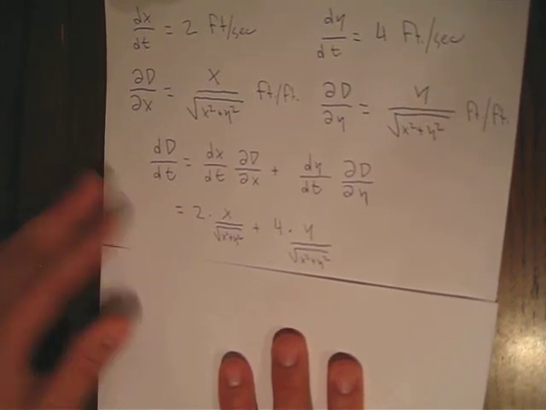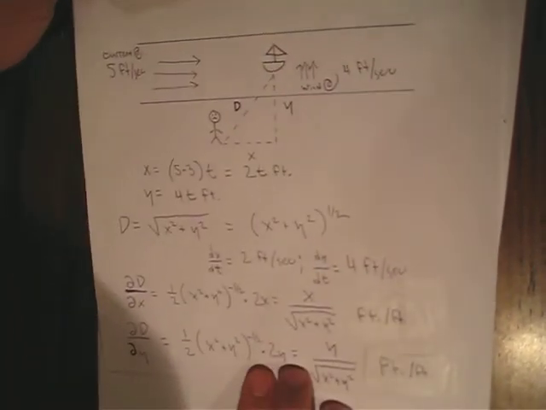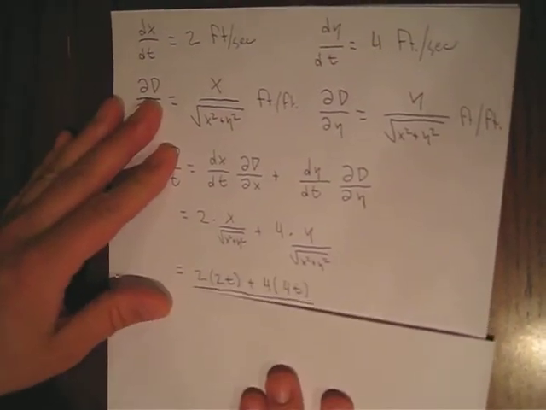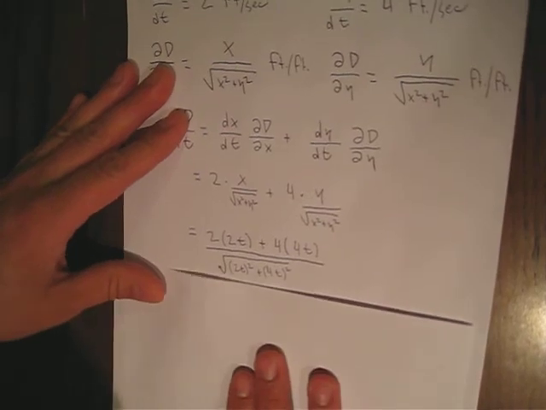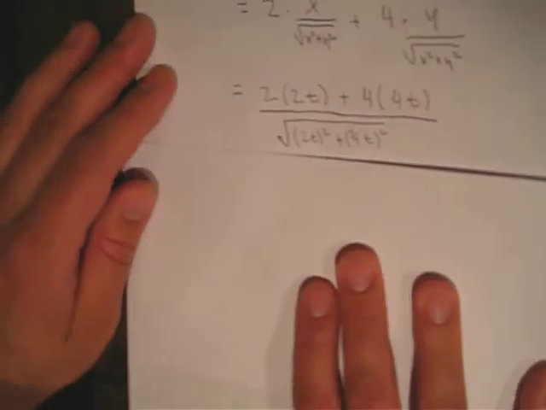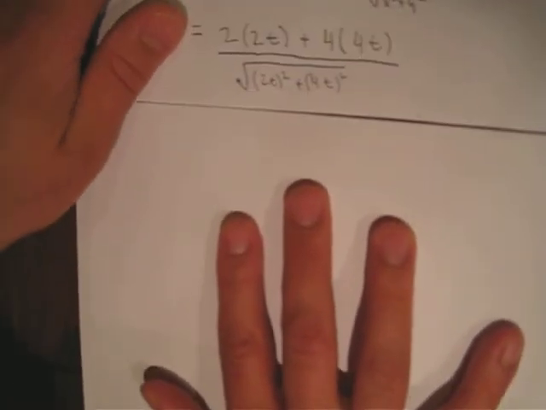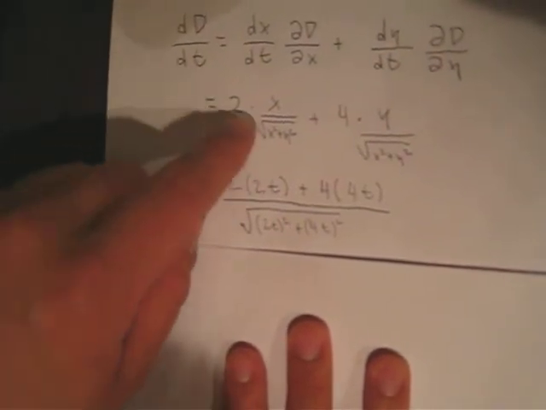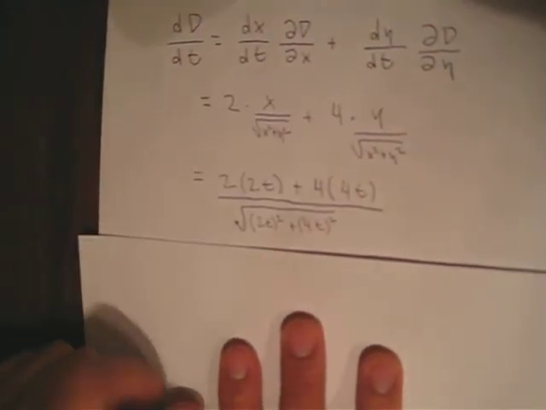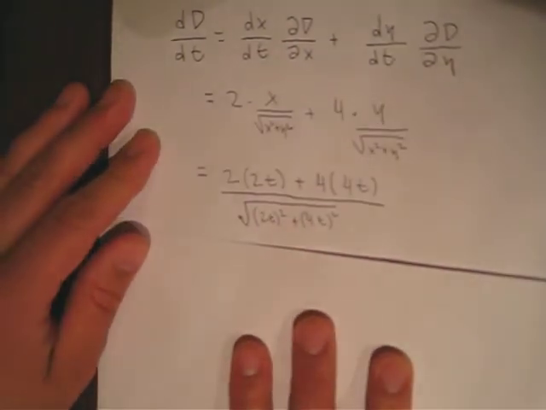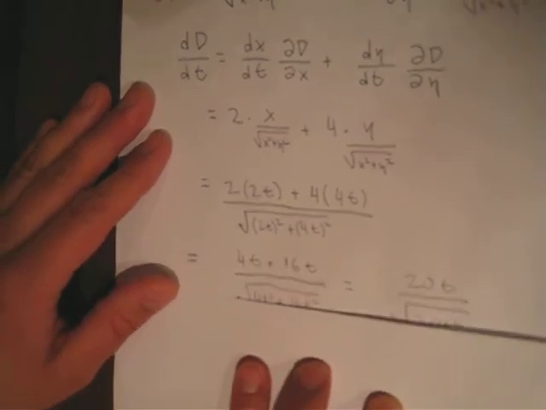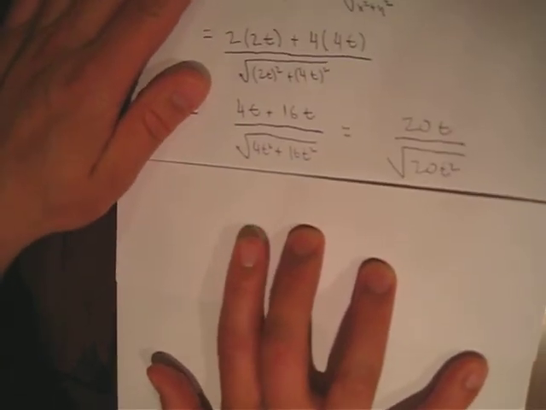Now, we need to go back to our functions of t from this part. Remember, x equals 2t, y equals 4t, and plug those values in. So, x is 2t, y is 4t. Notice that I combined, since it's the same denominator there, we just combine the numerators, no problem. From there, we just solve and simplify.